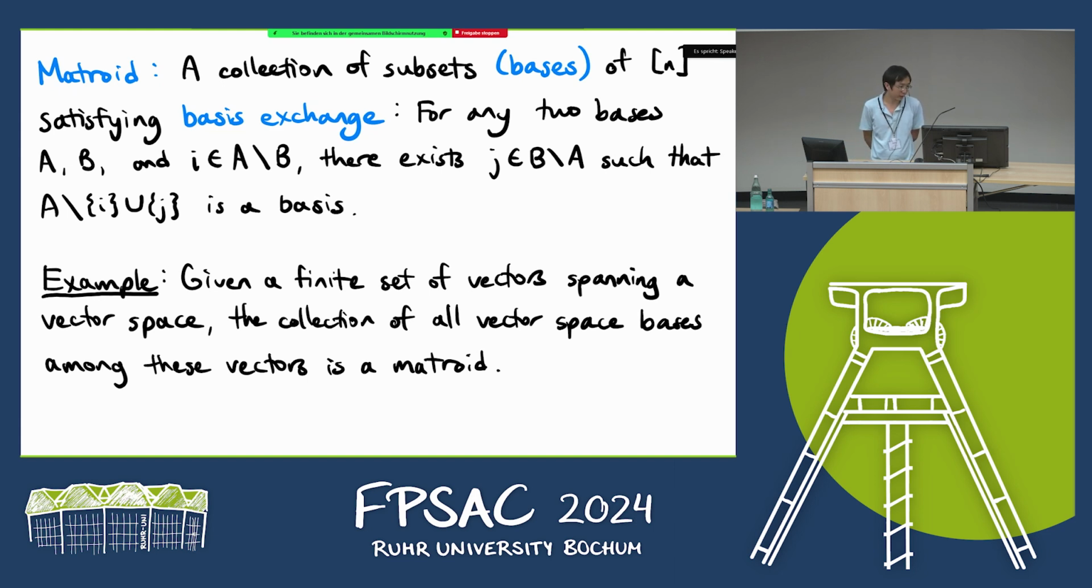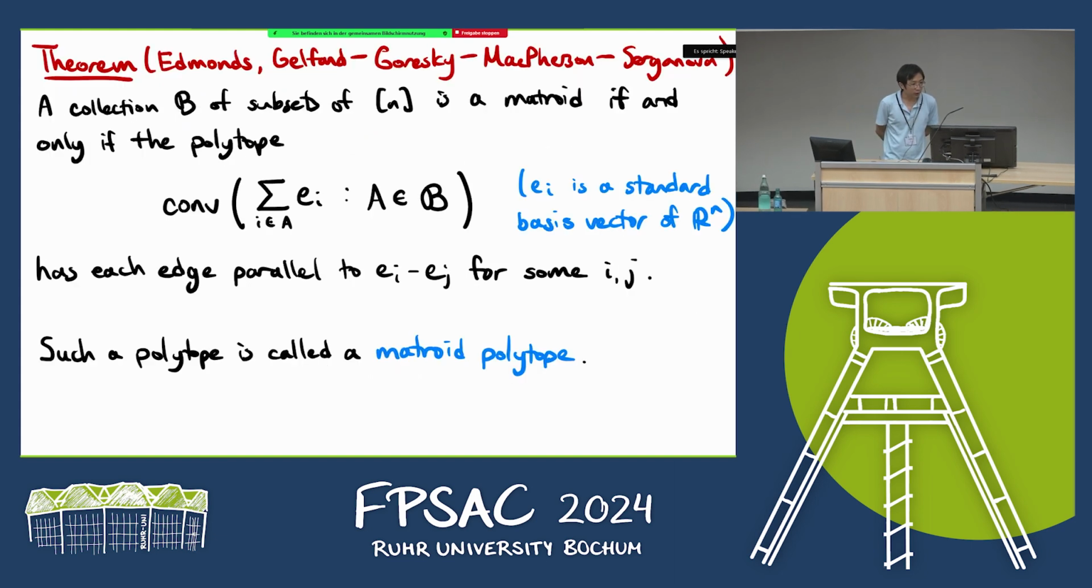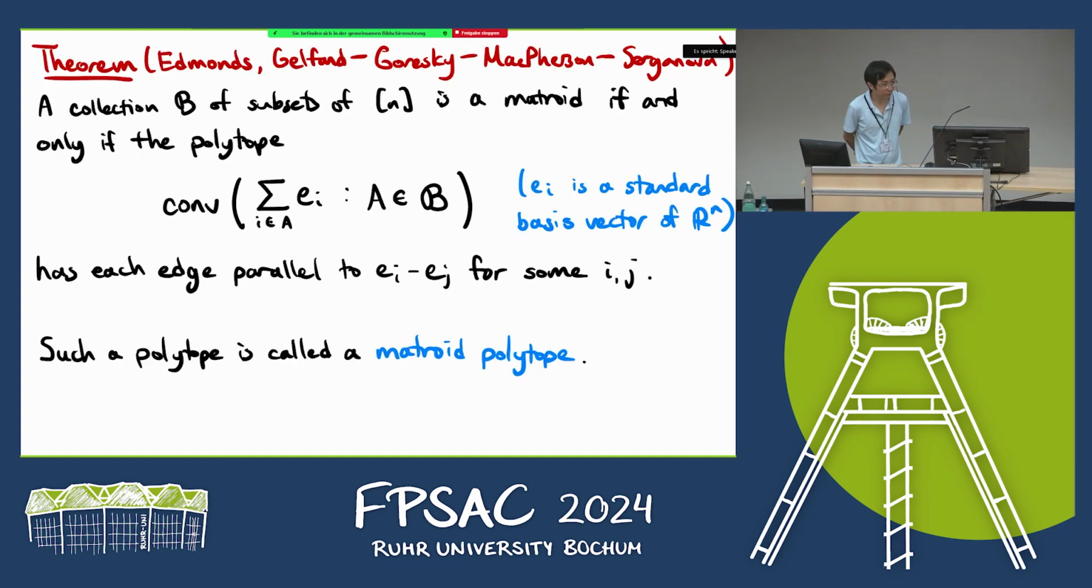Okay, and the prototypical example is that if you have some finite set of vectors which span a vector space, you can take the collection of all vector space bases among these vectors, and that will give you the bases of a matroid. So I gave you a definition, but that definition is not important.